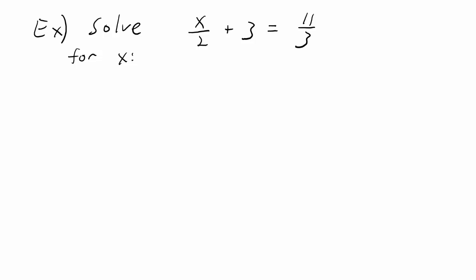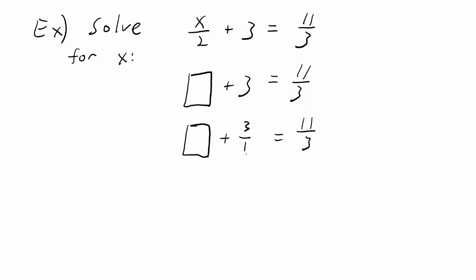This one's a little bit more of a challenge to do with mental math. Let's see what we can do. So x over 2 plus 3 equals 11 over 3. So some quantity plus 3 must equal 11 over 3. Next we can rewrite that 3 so it has the same denominator as the 11 over 3.